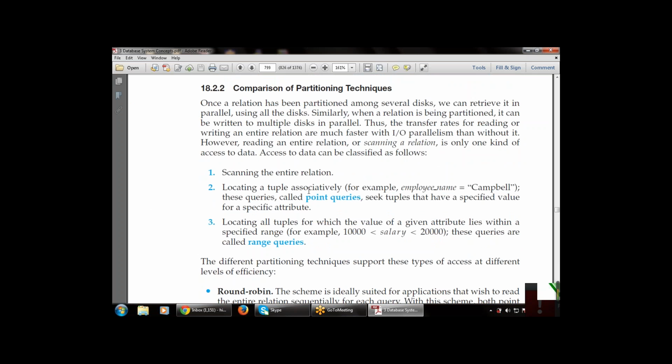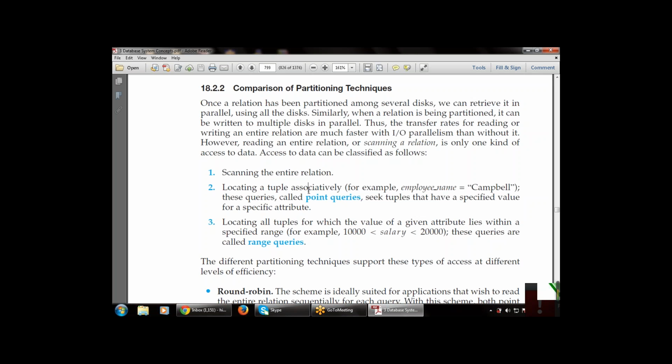Then locating a tuple associatively, that is locating the row associatively. These queries, known as point queries, seek tuples that have a specified value for a specific attribute. Then there is locating all tuples for which the value of a given attribute lies within a specified range.